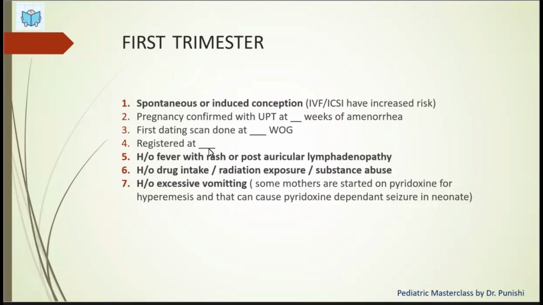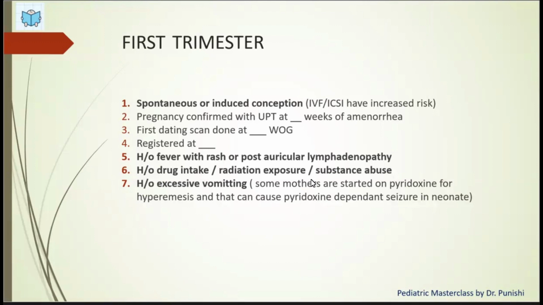When was the mother registered? Was there any history of fever with rash or post-auricular lymphadenopathy? This history is important to rule out TORCH infection. We know that TORCH infections can lead to developmental delay, microcephaly, seizures, cerebral palsy, all of these conditions. So this history of infections in the first trimester to rule out TORCH is very important.